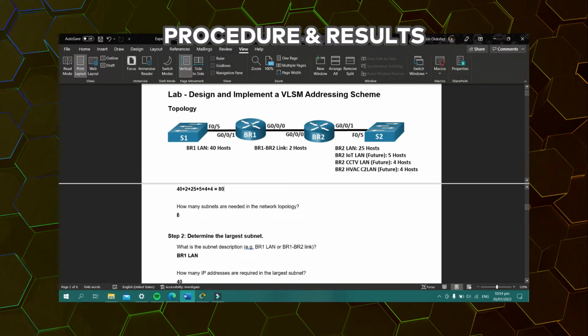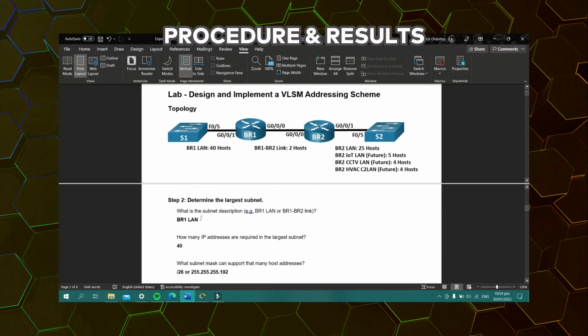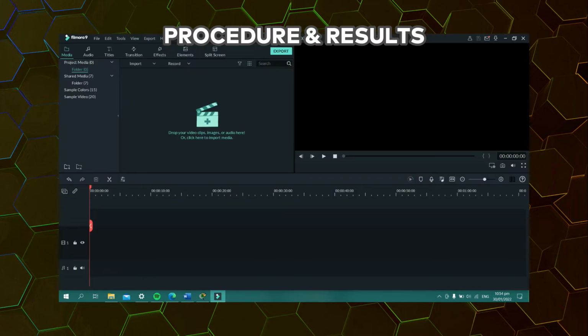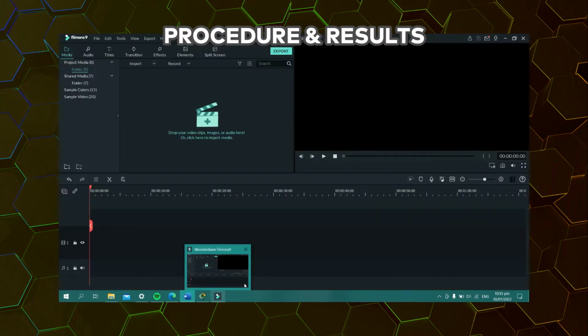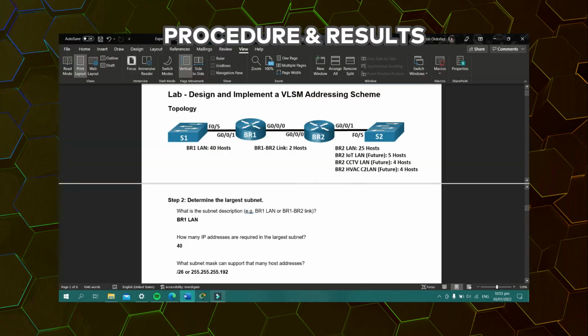Next, how many subnets are needed in the topology network? The answer is 6, since we have BR1 LAN, BR1-BR2 link, BR2 LAN, BR2 IoT LAN, BR2 CCTV LAN, and BR2 HVAC C2 LAN. 1, 2, 3, 4, 5, 6. Okay, so for step 2, determine the largest subnet.